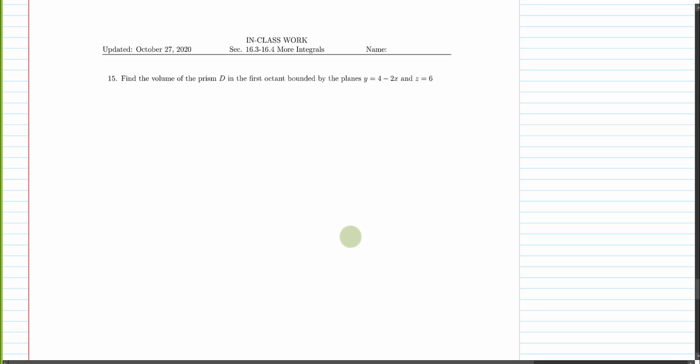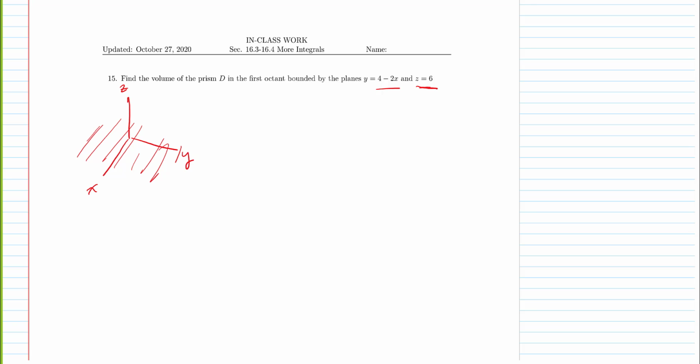Okay. So let's go ahead and look at this prism here, which is in the first octant and also bounded by the plane z, and 4 minus 2x is equal to y. So let's see here. So here's x, y, here's z. If I'm thinking about just the xy plane here, this would be the line 4 minus 2x.